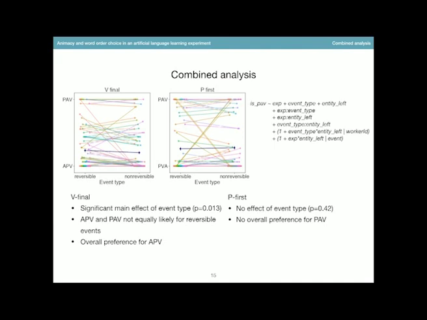And again, hopefully you'll remember that one of the other predictions of the cognitive saliency hypothesis was that in the P first language, people should overall prefer PAV. In fact, what we found was an overall preference for PVA. So I'll say more about these overall preferences in the next slide.